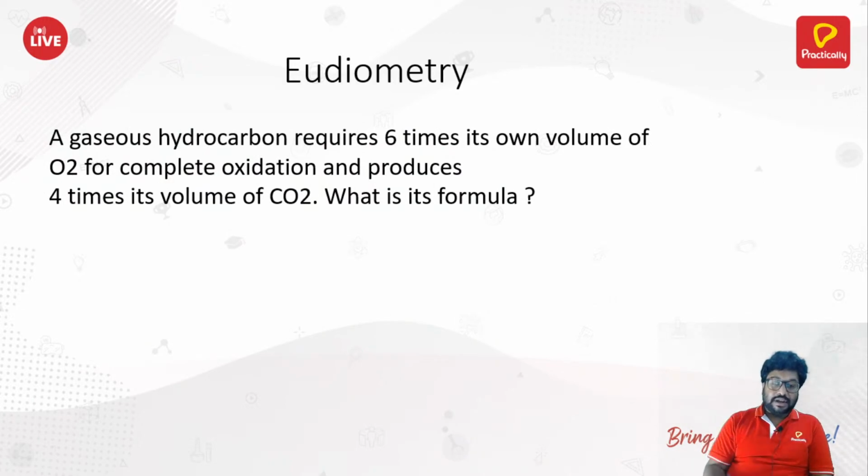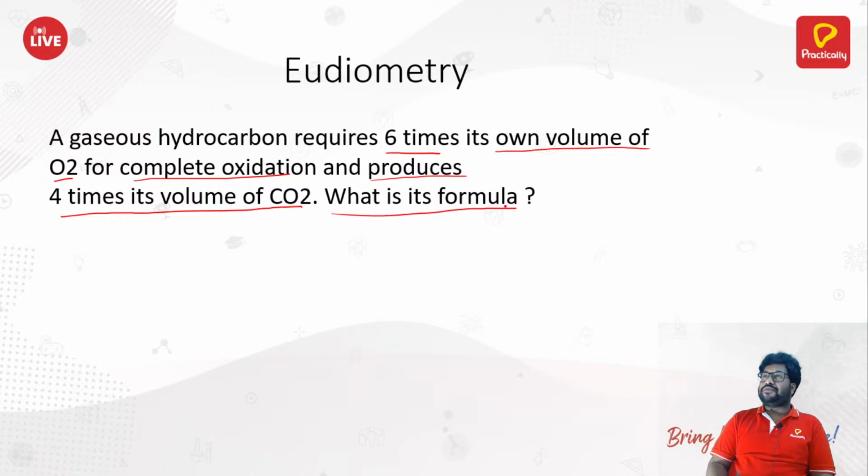A gaseous hydrocarbon requires 6 times its own volume of O2 for complete oxidation and produces 4 times its volume of CO2. What is the formula? Now, I don't remember which exam this question was asked in, but it is definitely from some exam. Okay, I did not mention that here. But let's go by that formula. What was the formula?